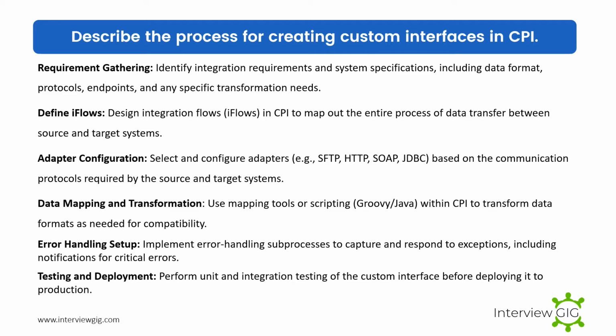Adapter configuration: select and configure adapters, e.g. SFTP, HTTP, SOAP, JDBC, based on the communication protocols required by the source and target systems. Data mapping and transformation: use mapping tools or scripting, Groovy, Java, within CPI to transform data formats as needed for compatibility. Error handling setup: implement error handling subprocesses to capture and respond to exceptions, including notifications for critical errors. Testing and deployment: perform unit and integration testing of the custom interface before deploying it to production.